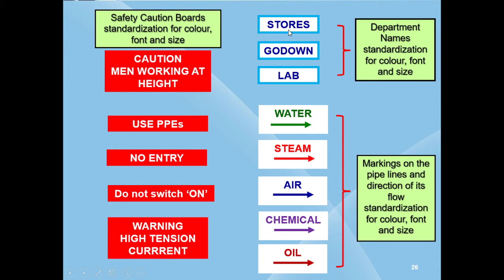And these are the names of the departments. You standardize them for color, font and size. For example, stores: you see the border is given in sky blue, white background, and navy blue letters. So also lab. And these are the markings on the pipelines and direction of flow, standard for color. Water is given in green, steam is red, air blue, chemical violet, and oil is brown.